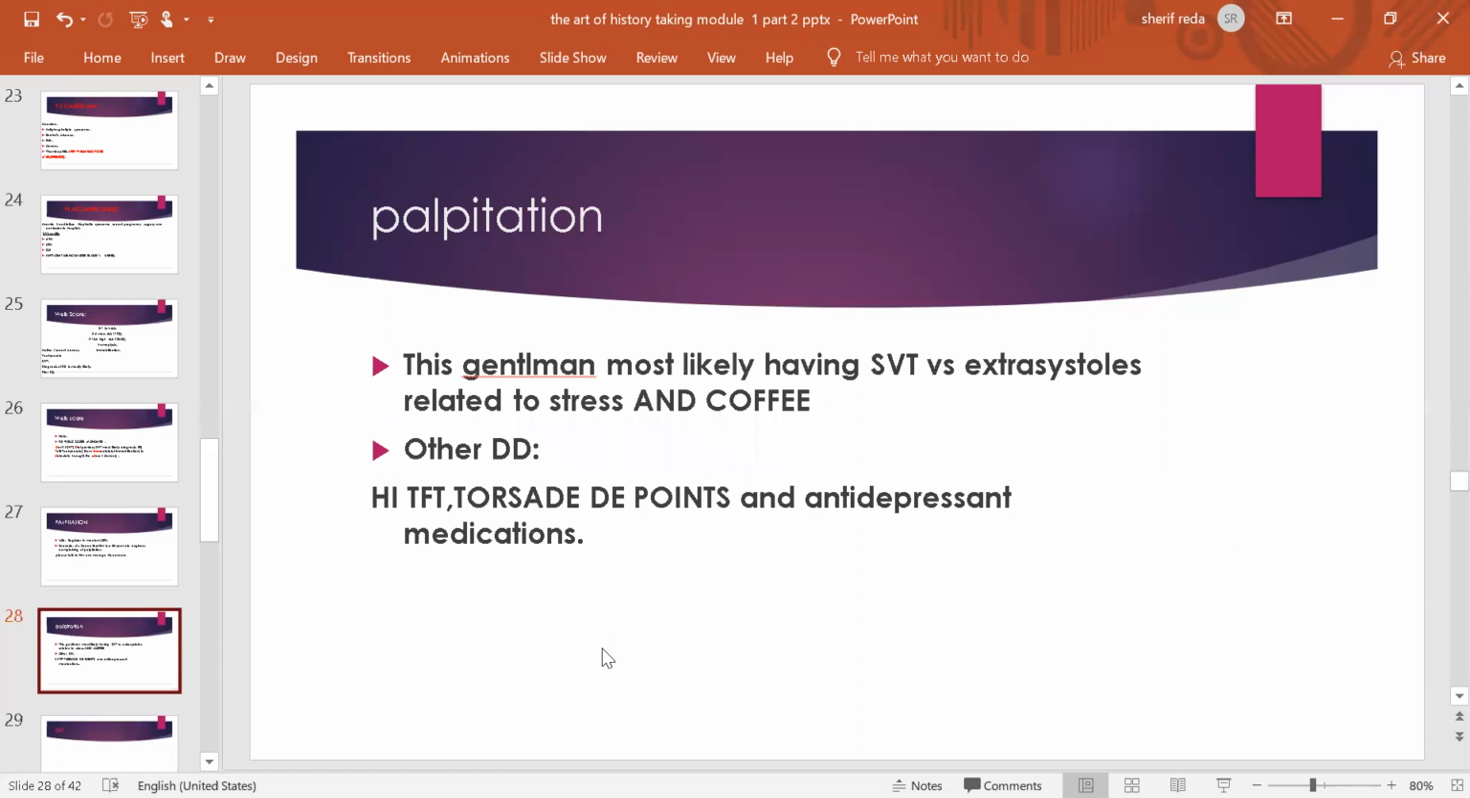And the other differential diagnosis in his history was possible high thyroid function test, because he said he lost some weight and he has some fine tremors. And also he's working in a very stressful job. So as I told you here, the social history is very important. And also from the drug history, he was on antidepressants. And this might cause, as you know, arrhythmia and torsade de pointes.